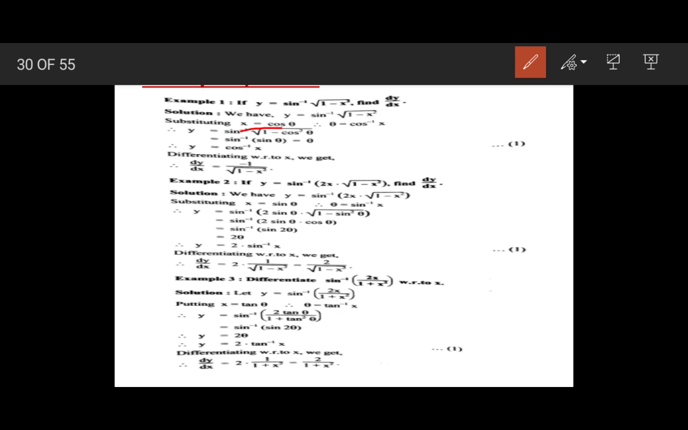So when x is equal to cos theta, that means theta is equal to cos inverse x. Okay, so sin inverse root of 1 minus cos square theta. Now 1 minus cos square theta is sin square theta, so root gives sin theta. So sin inverse sin theta. So sin inverse and sin cancel, so that is equal to theta. So theta means cos inverse x. Okay. Now y is equal to cos inverse x.